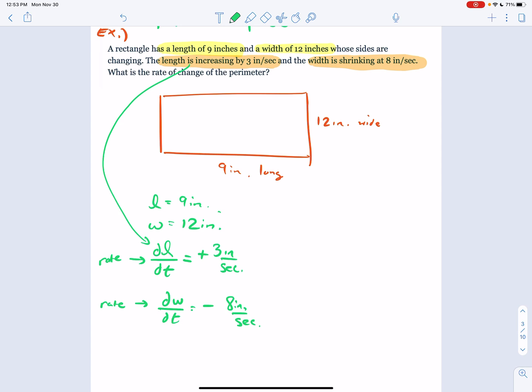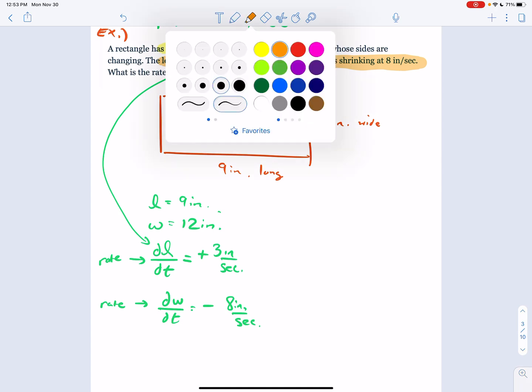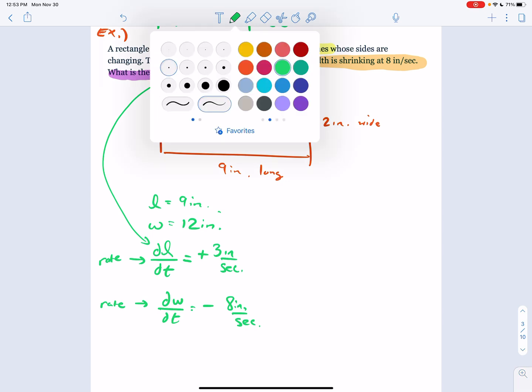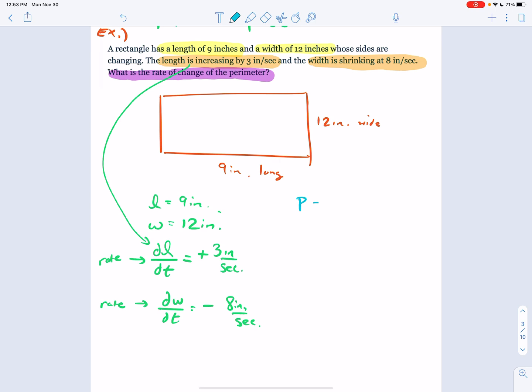Okay, so we jotted down everything that they gave us. Now we need to obtain some type of equation, and they give it to us right here: what is the rate of change of the perimeter? So first off, you write down the equation of a perimeter. What's the equation of the perimeter of a rectangle? Press play whenever you're ready.